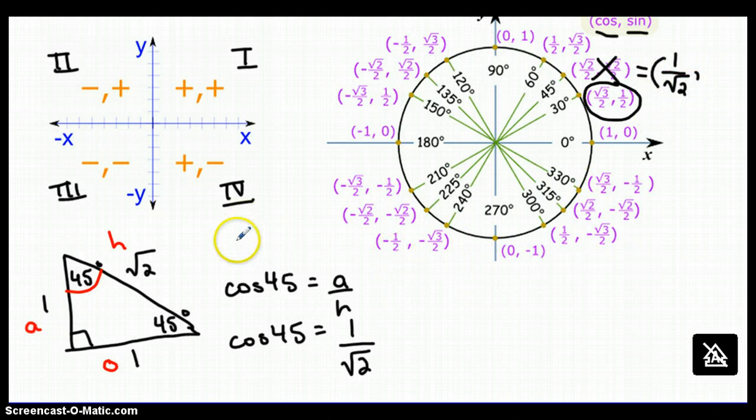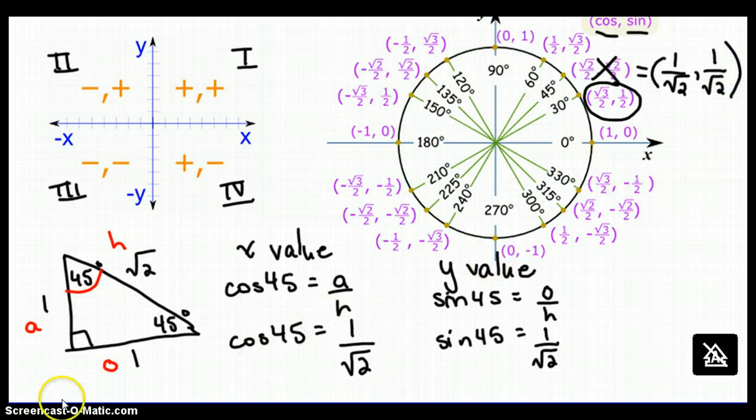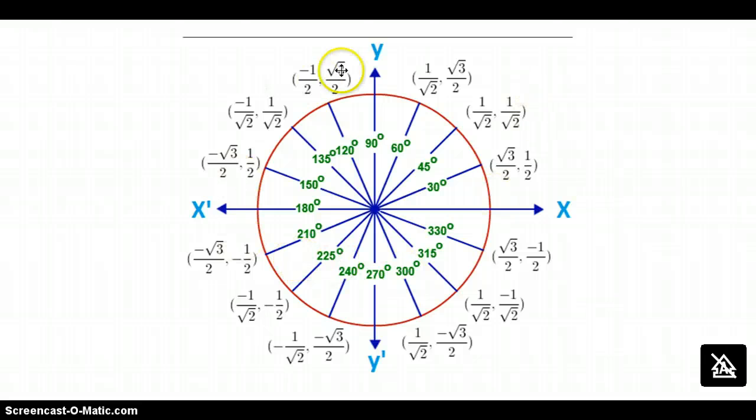Now to find the y value, so this was the x value. To find the y value, we're going to go ahead and do the sine of 45. So sine of 45 is equal to opposite over hypotenuse. Your opposite is equal to 1, and your hypotenuse is equal to square root of 2. So we've got 1 over square root of 2. So this is the right thing. So here's another unit circle that I found. This one is the correct one that you would be using without having to change your operations. So just make sure that you use the appropriate special triangle to find the exact values.